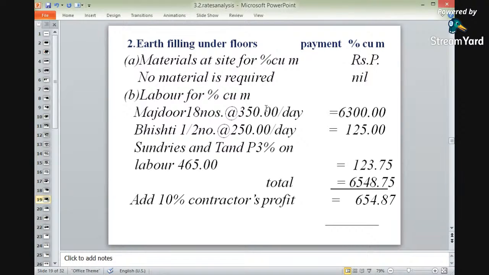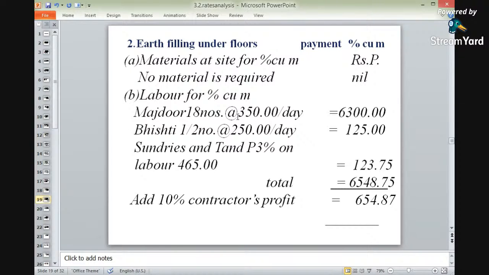What is the cost for one mazdoor? We have taken it as 350 already in previous slides. I have shown the cost of various laborers, masons, carpenters, and painters. So for the mazdoor we have taken 350, and we have multiplied this 18 by 350.